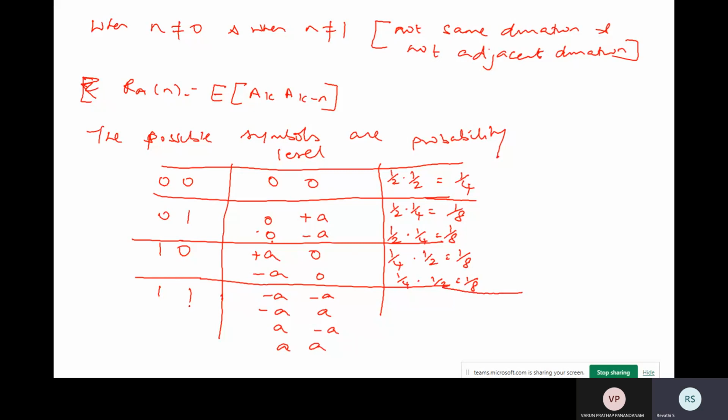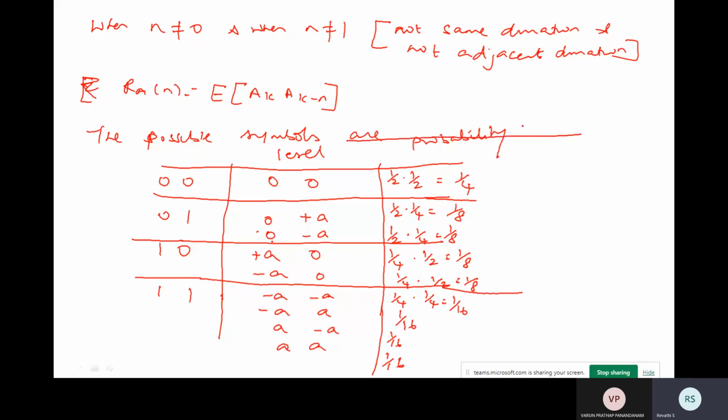Okay. And now for 1, 1, you are having 4 different combinations. Minus A, minus A; minus A, plus A; plus A, minus A; plus A, plus A. 4 different combinations you are having. So the probability of minus A into minus A, 1 by 4 into 1 by 4, is 1 by 16. So here again 1 by 16, 1 by 16 and 1 by 16. Okay. Now this is the probability.